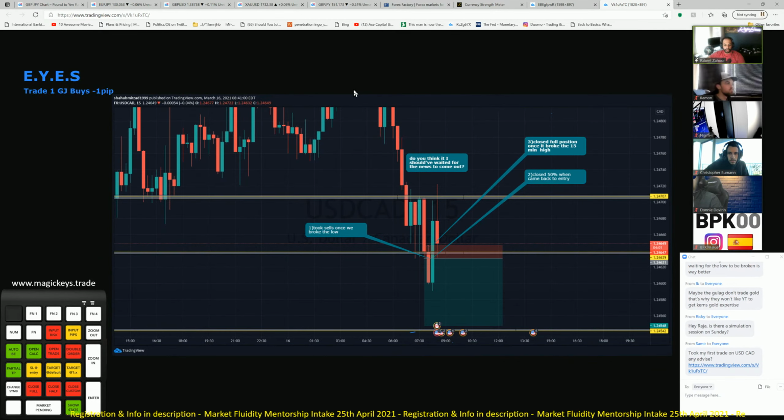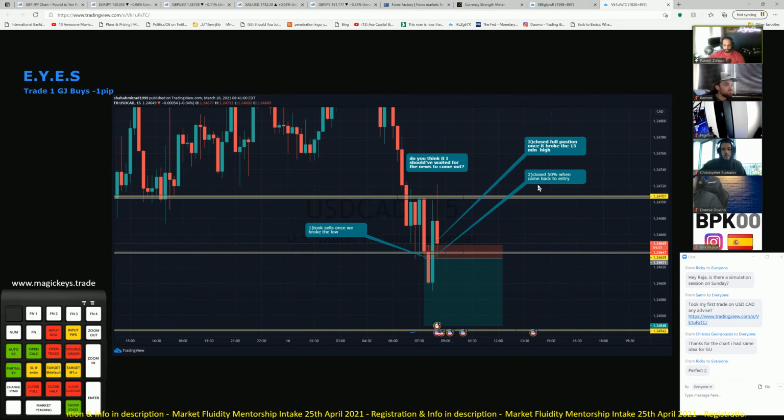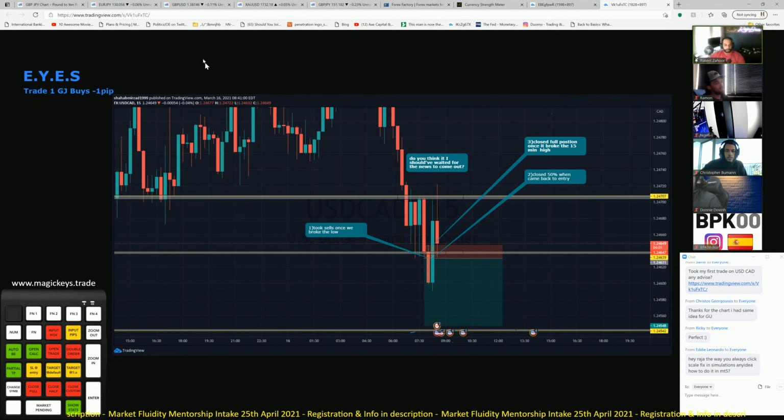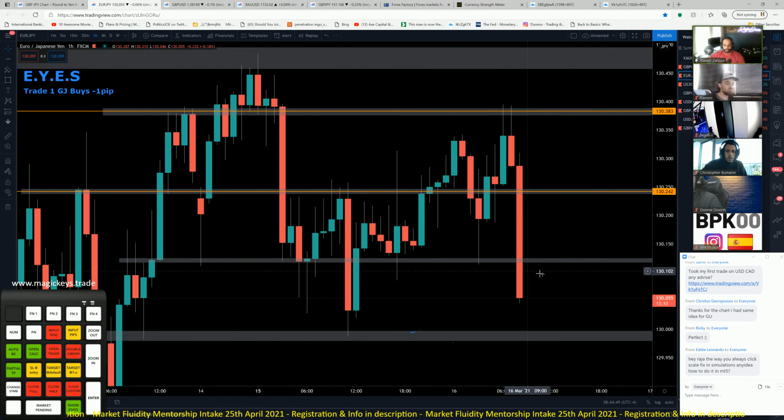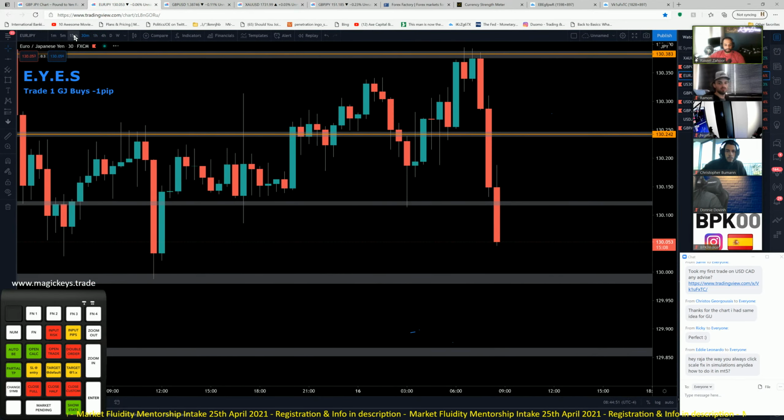Let's take a look at this chart over here. Took sells once we broke the low. Closed 50% when it came back to entry. Closed the full position once it broke the 15-minute high. Beautiful, well done. Nicely managed trade over here. Ooh, your JPY is just plummeting down at this point, coming down towards 129, 130.